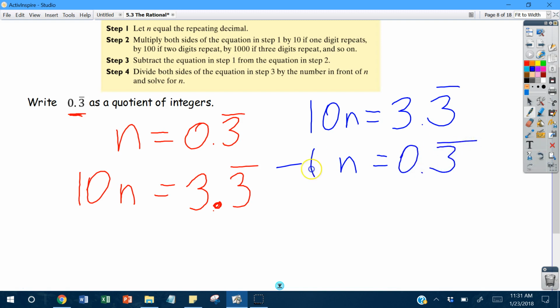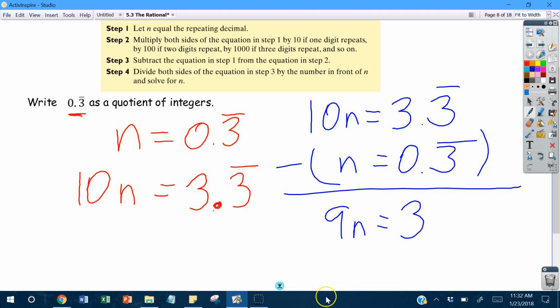Okay, so we're going to do some subtraction here. On the left side, I have 10n minus n, which gives me 9n. On the right side, I have 3.333333 minus just 0.333333. So if my decimals are lined up, these are actually going to cancel out, and I'm going to end up with just 3 on the right-hand side. So that was kind of a weird step, but it's going to end up looking really nice.